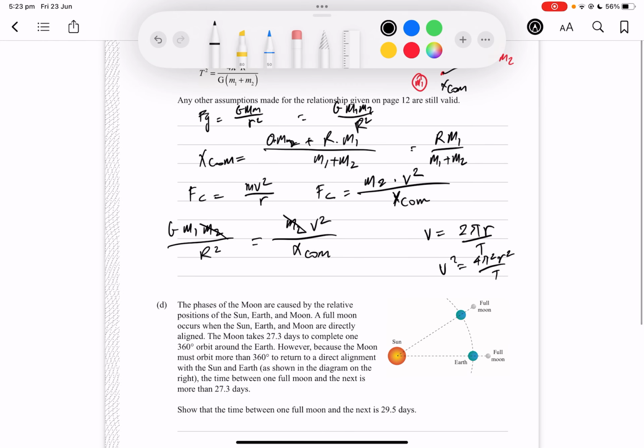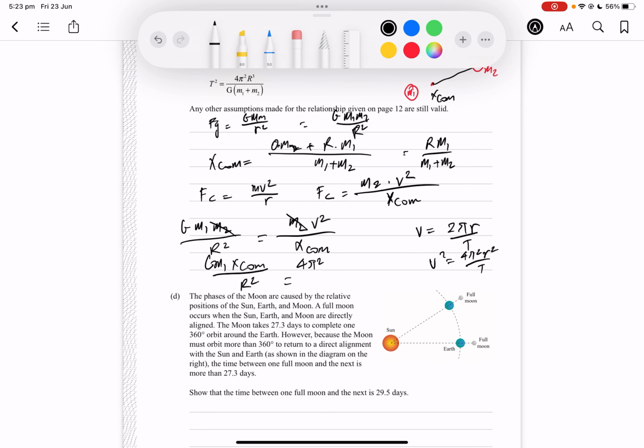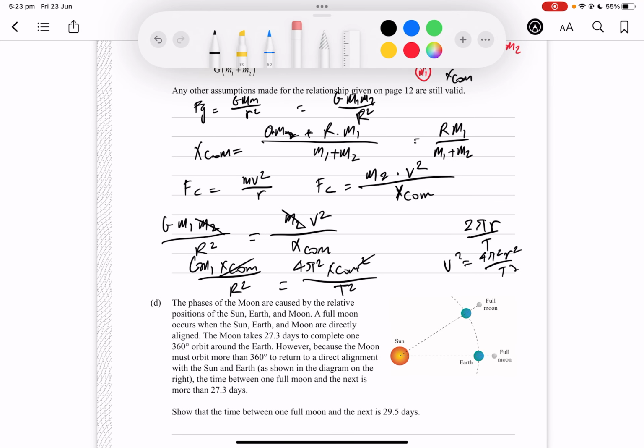If we multiply both sides by X_COM, we'll get G m1 X_COM over r squared, that is equal to v squared, which is equal to 4 pi squared r squared. And this r, remember, is also referring to the distance between m2 and the center of mass. So this will be X_COM squared all over T squared. So X_COM will cancel each other out. And cool, I don't think I've made any simple mistakes. Okay, looking good.